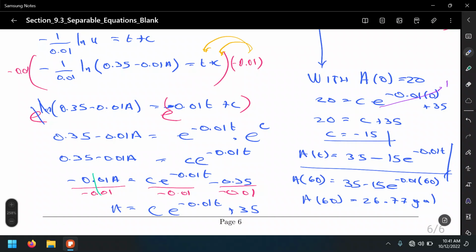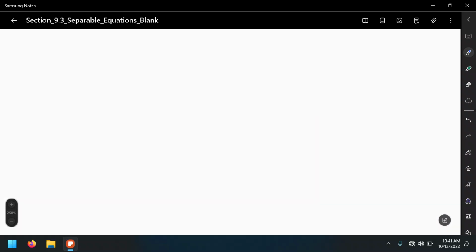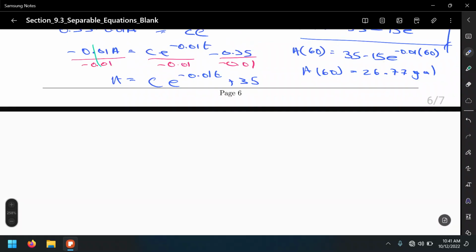And well, they're not asking us for the amount, they're asking us for the concentration. All right, they're asking the percentage of alcohol after 1 hour. So what do we have to do? In this case, divide, use the percent volume. Let me add one more page.